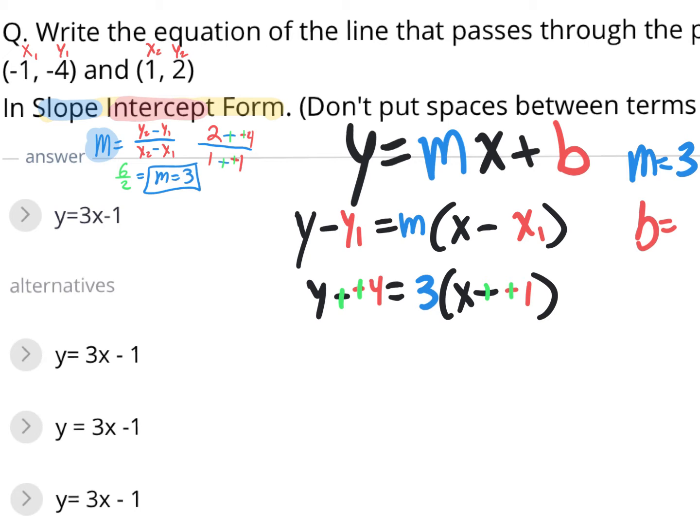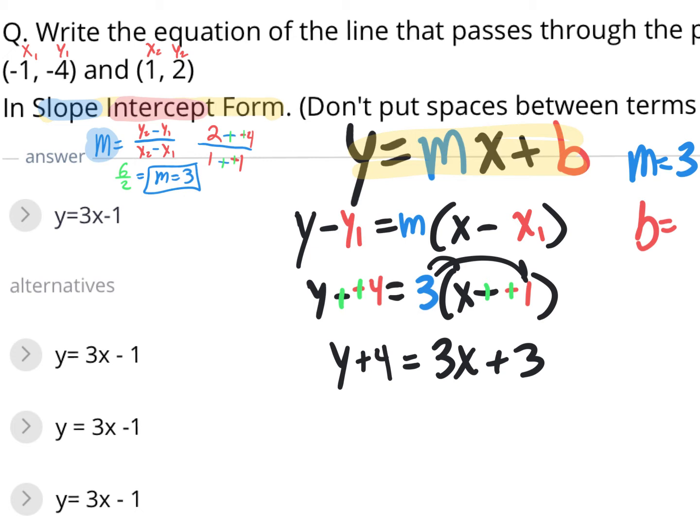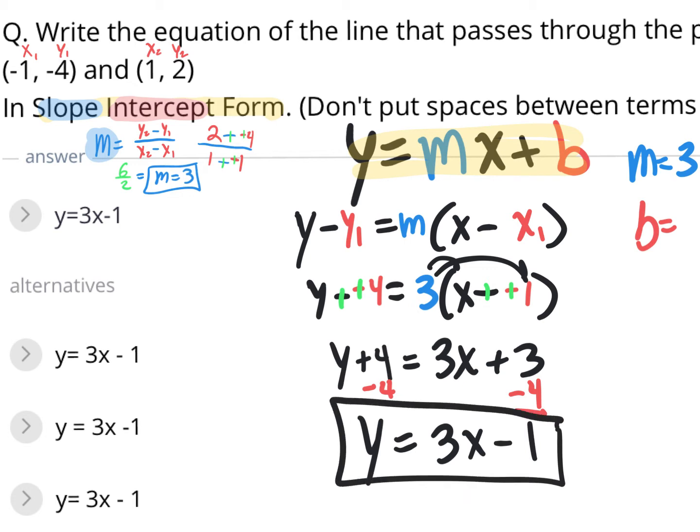And again, the instructions say write it in slope-intercept form, y equals mx plus b. So obviously, y equals mx plus b doesn't have parentheses, so we need to get rid of the parentheses by distributing. 3 times x is 3x. 3 times 1 is 3. Bring down the equal sign. Y plus 4 comes down. And my last step to get y by itself would be to subtract 4 and subtract 4, giving us y equals 3x minus 1, the slope-intercept form equation, which is the correct answer.